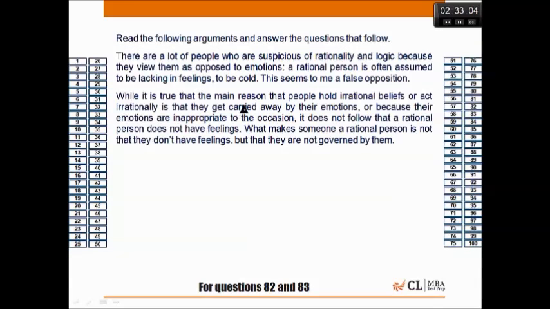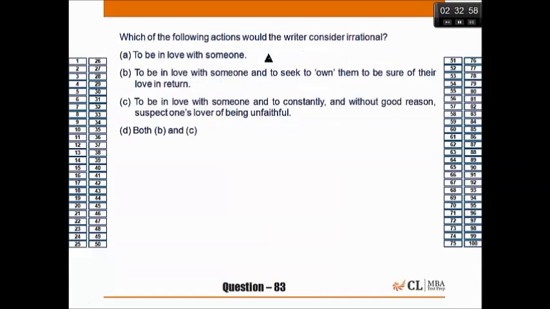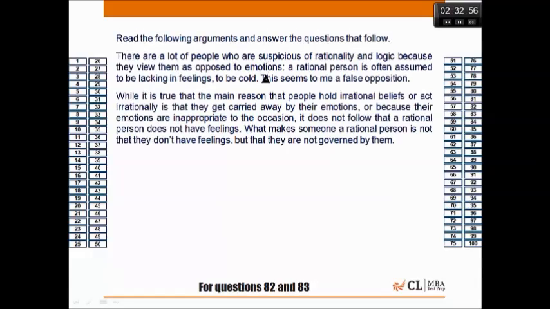Okay, 82 to 83, what is this? This is a short passage. Read the following argument and answer the question. Critical reasoning, is it? Okay, let's see. Okay, let's do 82, 83. How are we doing? We spent about 20 minutes. Oh, great. Okay. It doesn't matter.